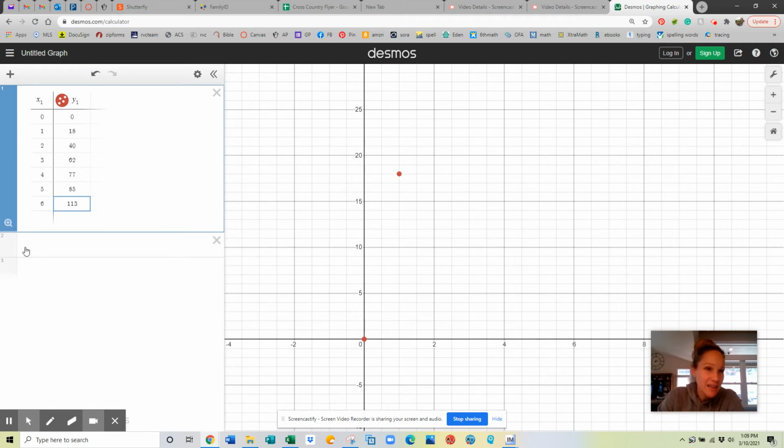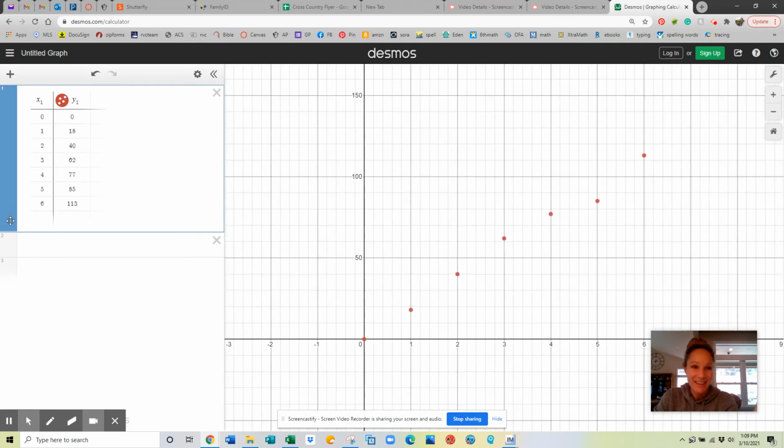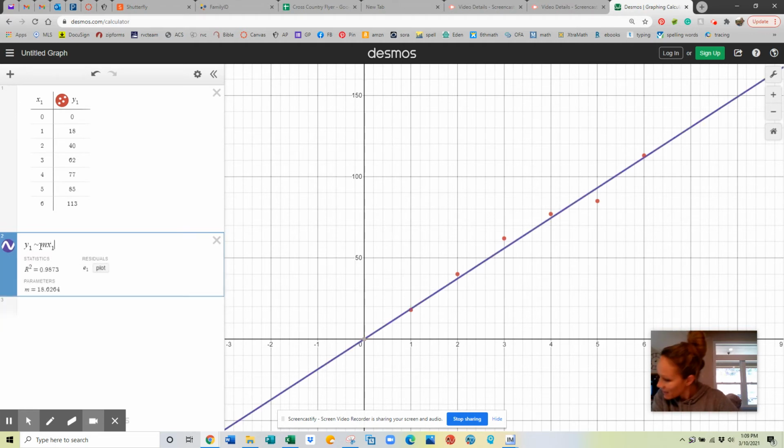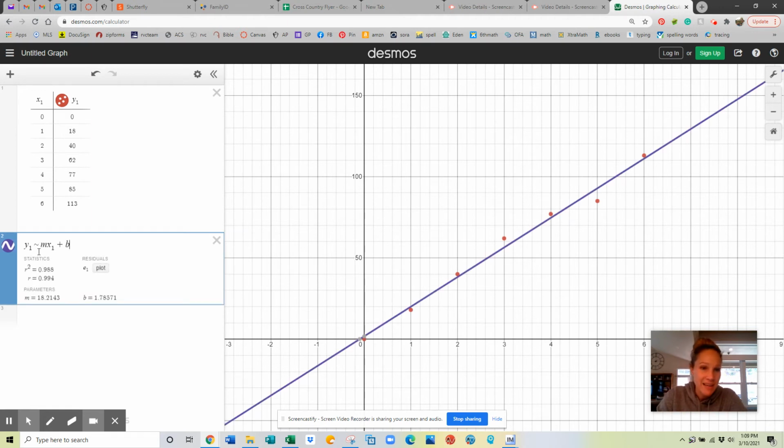Okay, and then here's the plus. I don't know why I couldn't find it last time. It was hiding from me. And then we're going to type in below, y1 squiggly. That's the official math word for that. mx1, and then plus b. All right, and so again, here is our y-intercept, and here is our slope.